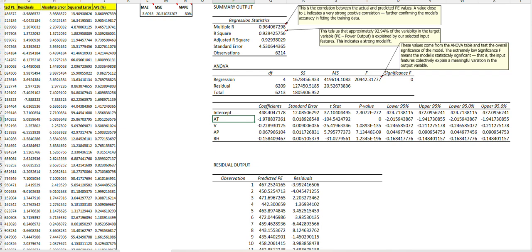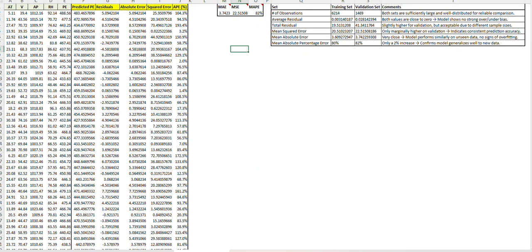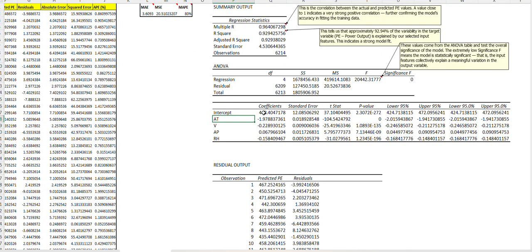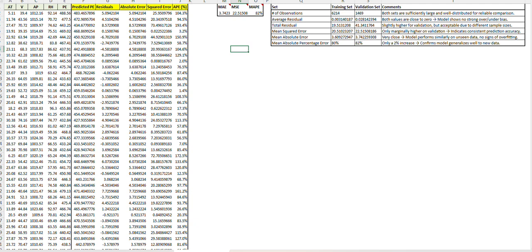Now we go to the validation set. In the validation set, after training the model, I applied the coefficients for model 1. These are the coefficients that we have for model 1, and this is the intercept. I applied them to the validation set and calculated the performance metrics. By performance metrics, we mean the MAE, that is mean absolute error, the mean squared error, and the mean absolute percentage error.